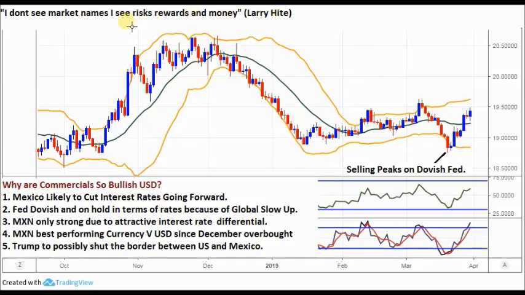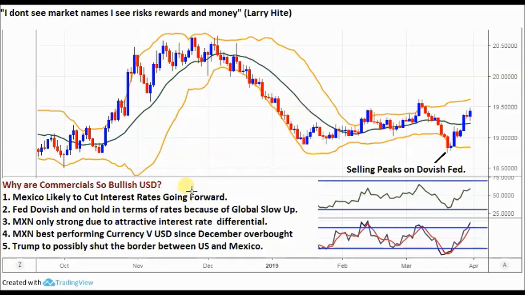Now, at the top, I put a quote, and it's one that Forex traders should keep in mind: "I don't see market names. I see risk, rewards, and money." It comes from Larry Hite of the Mint Fund, one of the most successful funds of all time. I say this frequently: a lot of traders just focus on a few pairs or the majors. Don't focus on the name of the chart. I know this is a more minor pair. Focus on the risk to reward and how much money you could possibly make from the trade setup. And this trade setup is, for me, the most attractive coming in to the new week.